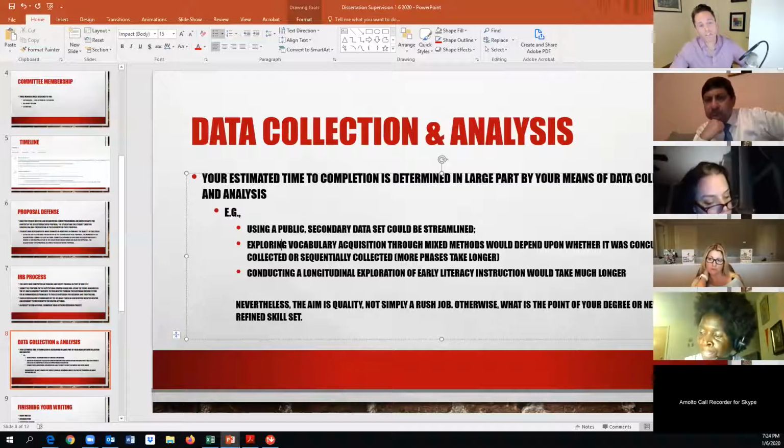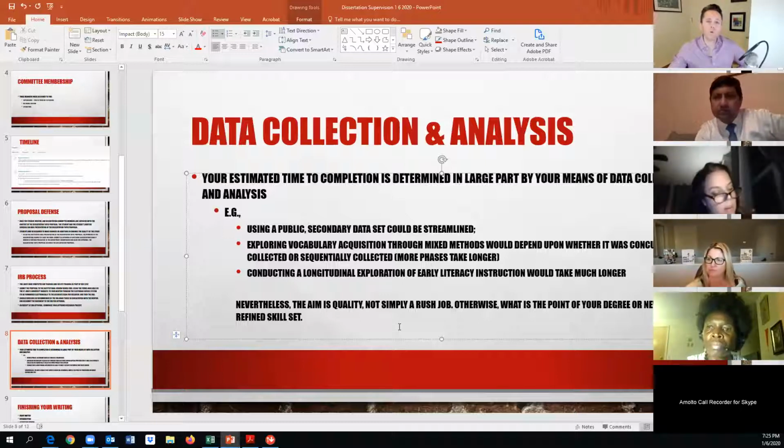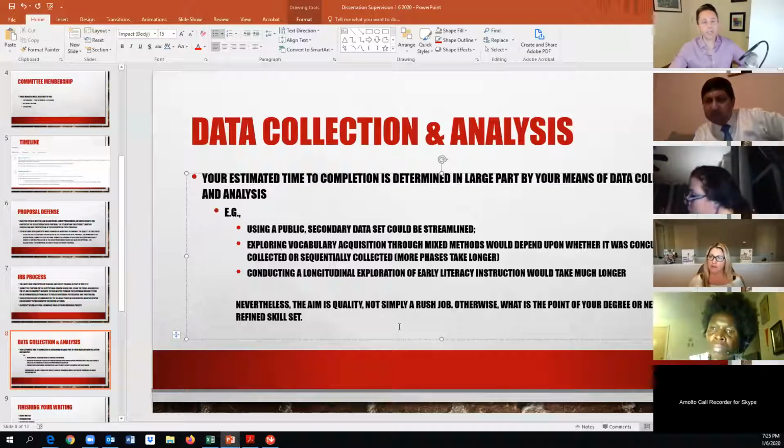And the last one: some people want to look at more of a longitudinal look at early literacy instruction, and something like that might take 1.5 years to collect that data across grade levels if you're staying with the same group of students, for example. So it really just depends. And the point I want to harp on at the bottom is I want you to aim for quality, right? The whole reason that you're in this program is to advance what we know in the field about that specific topic. And you can't always do that when you're just trying to do a rush job, okay?